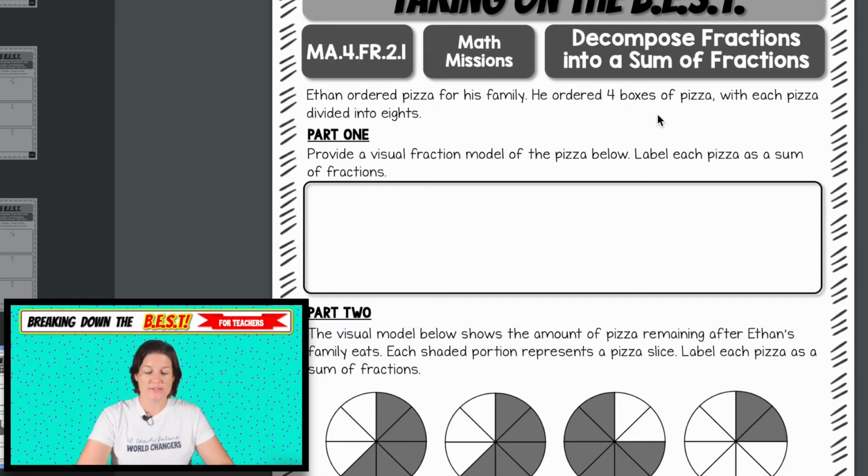He ordered 4 boxes of pizza, with each pizza divided into 8s. Provide a visual model of the pizza below. Label each pizza as a sum of fractions.